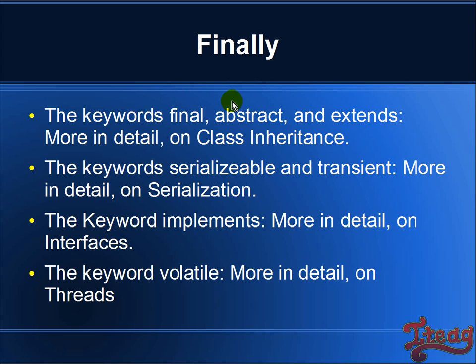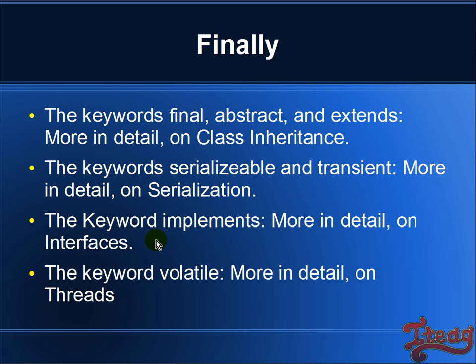All right, abstract, that means I'm really not usable. I'm nailed up into the air for now. And extends is for extending, subclasses, making children, all that good stuff. So more in detail on class inheritance. The keywords serializable and transient, more detail on serialization, or sending data between programs. The keyword implements, that's more detail on interfaces, and the keyword volatile.